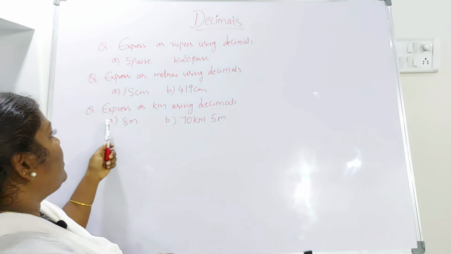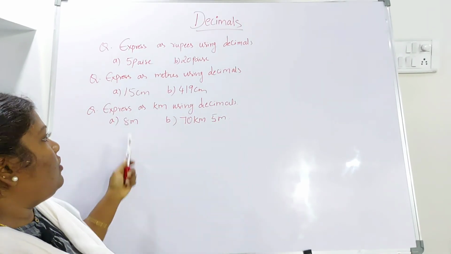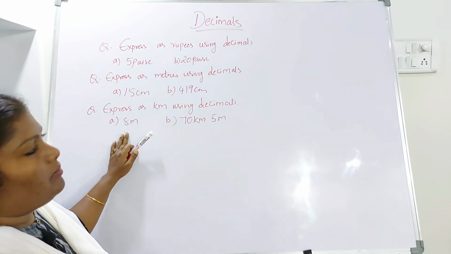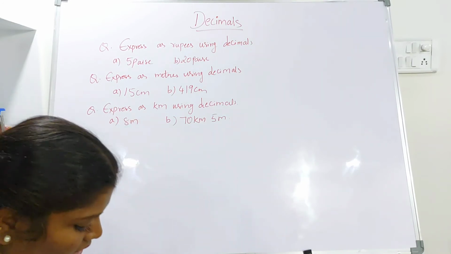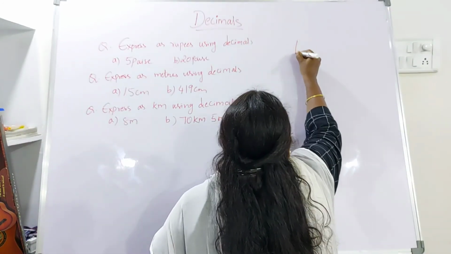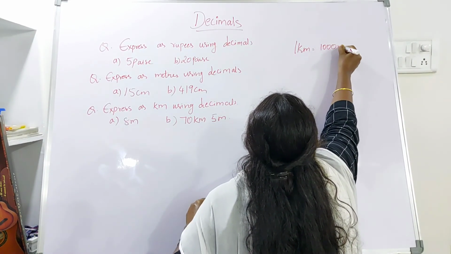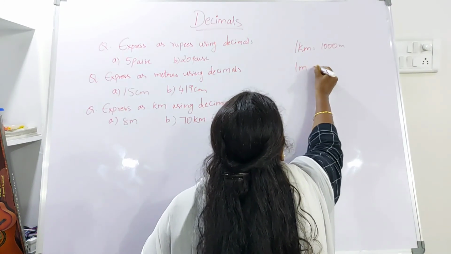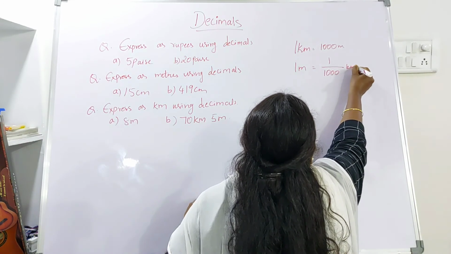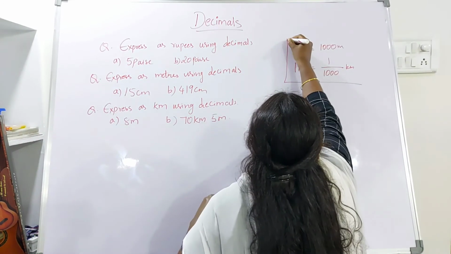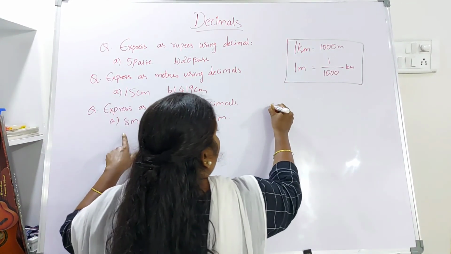Yes, so let me explain the next one. Okay, the next one is express as kilometers using decimals. Now here you need to express this number in kilometers. Now what is the relation between meter and kilometer? Let me explain. Now 1 kilometer is equal to 1000 meters. So 1 meter is equal to 1 by 1000 kilometer.